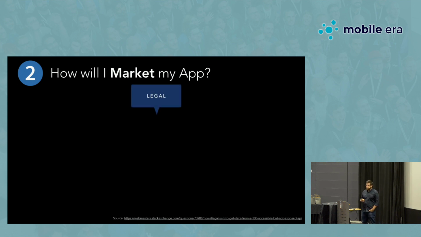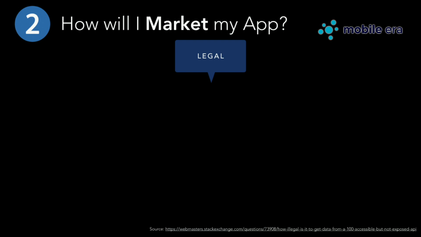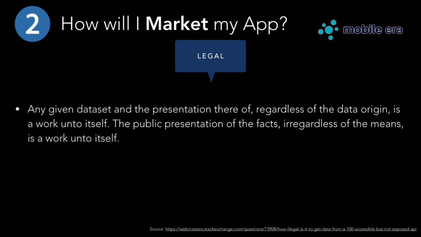From the first minute I've been wondering, what if I fail? What if I'm breaking all the laws and lose my visa and I'm going to be poor back in Germany? So I was researching what the legal aspects would be for using a third-party API that I don't have any authorization to actually use. And it turns out they actually have the copyright for that. Any given data set and the representation thereof, regardless of the data origin, is a work unto itself. The public representation of the facts, regardless of the means, is a work unto itself.